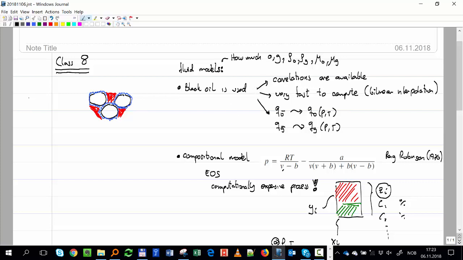So this comment was that even if the gas is dry, it will probably be saturated.